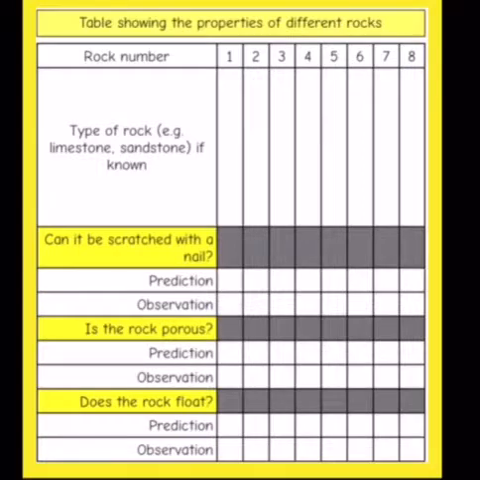Use this sheet to tick off your predictions before we conduct the investigation. So think about each type of rock and decide whether it can be scratched, whether it will leave a mark, whether it's porous, meaning will water seep through, and if it's able to float.